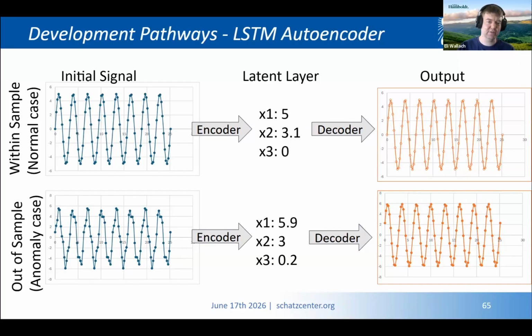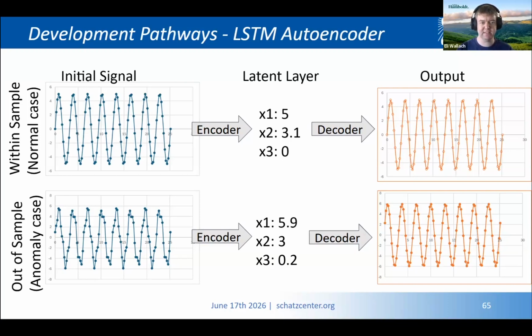So our latent layer has only 3 values to describe the sine curve with perfect accuracy. The decoder then takes this latent layer and outputs exactly the same sine curve that was input, because this decoder was trained specifically for sine curves.